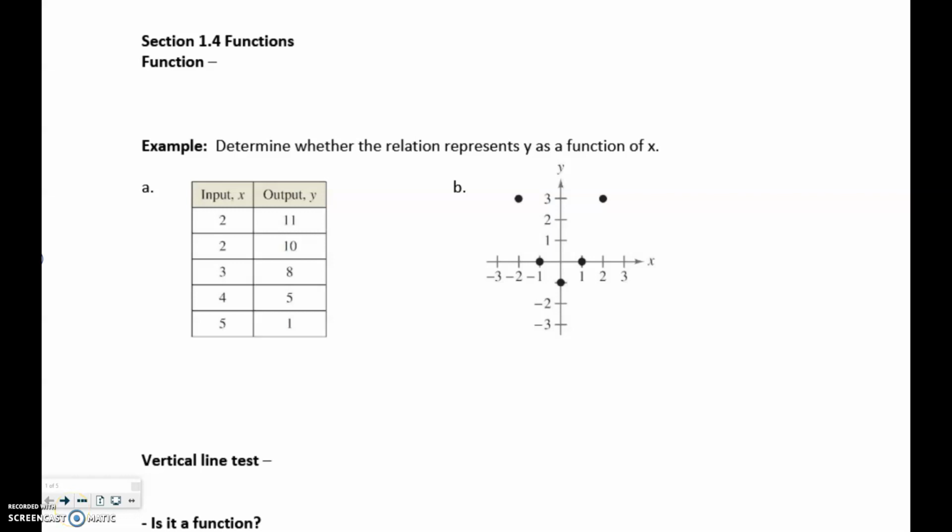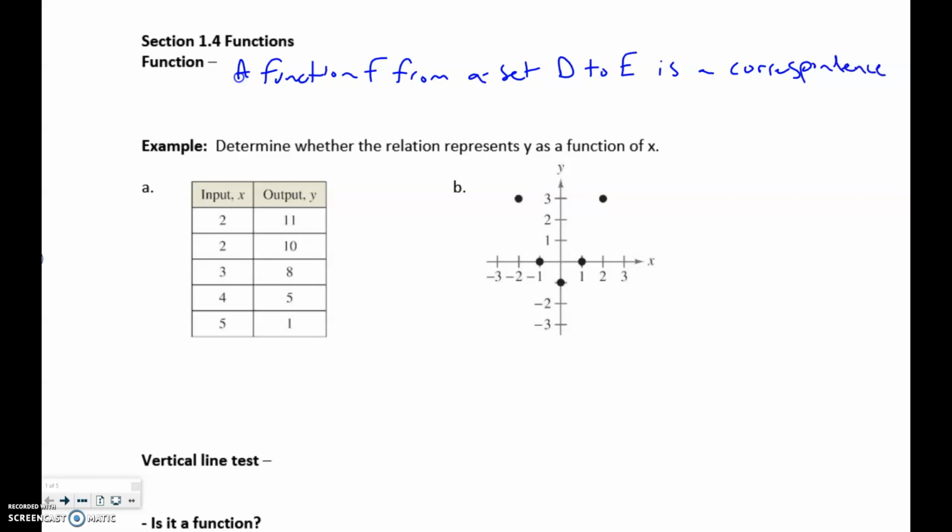Alright, so today we're going to talk about section 1.4 out of the book on functions. So we're going to start with the definition. A function f from a set D to E is a correspondence that assigns to each element x in D exactly one element y in E.